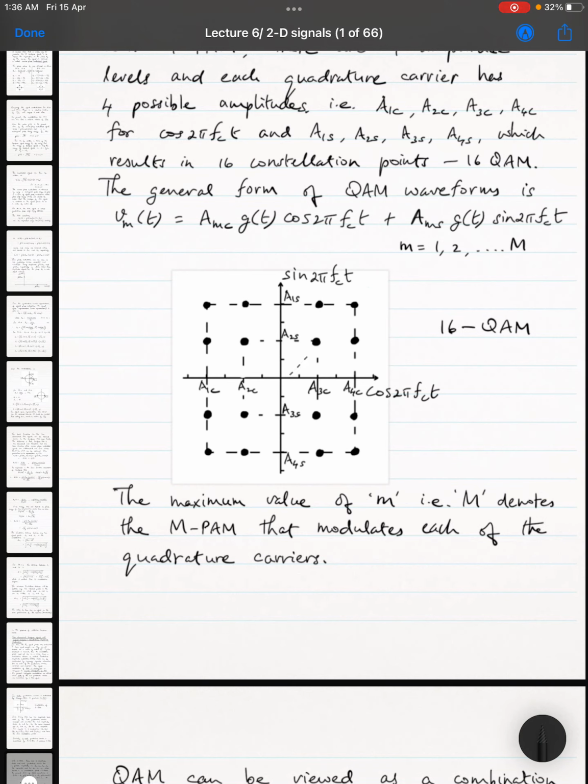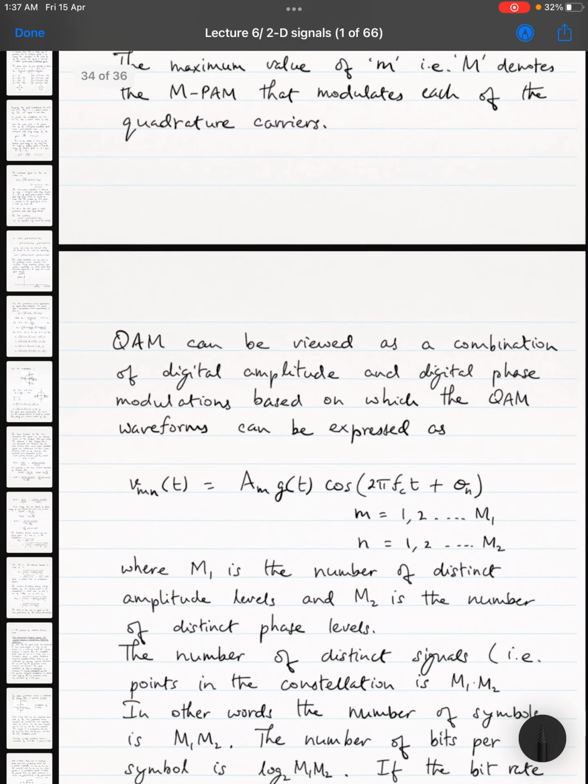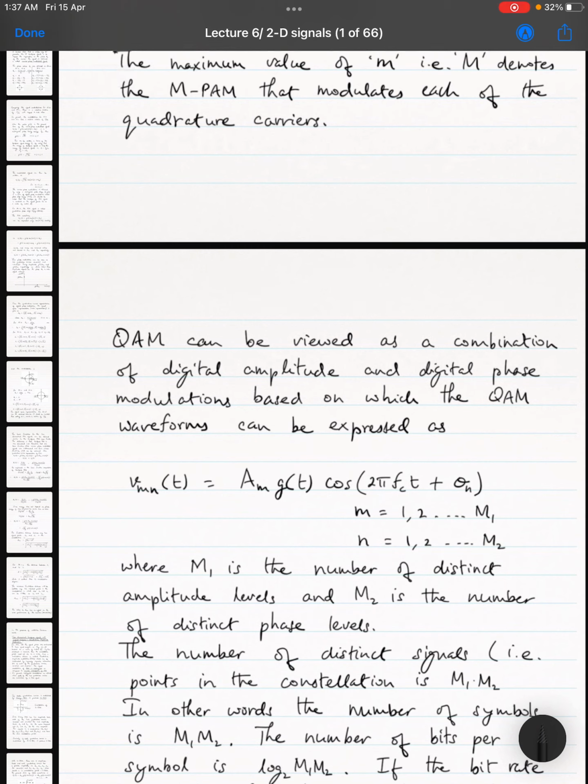Okay, so we have this general notation for the QAM waveforms, and from that we can write it in a slightly different way. If you recall, if you look at this constellation, we can see that these constellation points are combinations of amplitude variations as well as phase variations. If you look at these points which are lying on the same line, they have the same phase angle, but they have different amplitudes. If you look at this point and this point, these two have the same amplitudes but different phase angles. And similarly, if you look at this point and this point, they have the same amplitudes but different angles, and so on, right? So we can represent our QAM waveforms as a combination of amplitude and phase modulations.